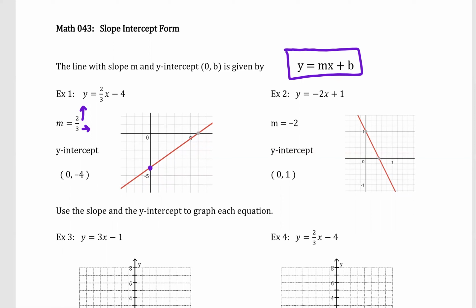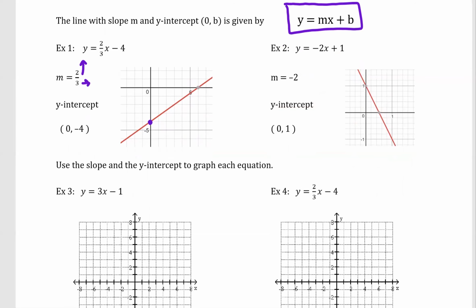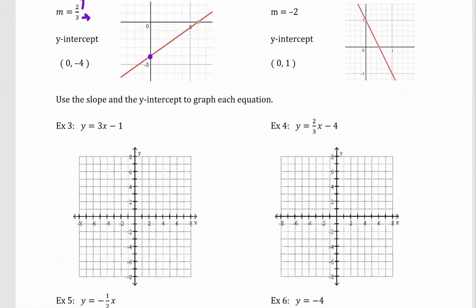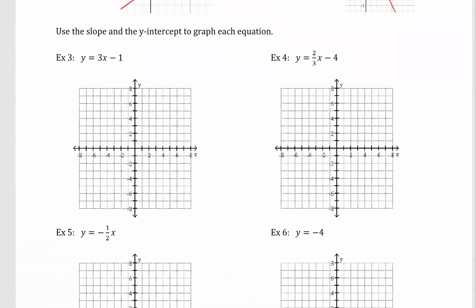Example 2, we have y = -2x + 1. The slope is -2, and the y-intercept is (0, 1). So if you have the slope and the y-intercept, you can write the equation of the line in slope-intercept form. Use the slope and the y-intercept to graph each equation.